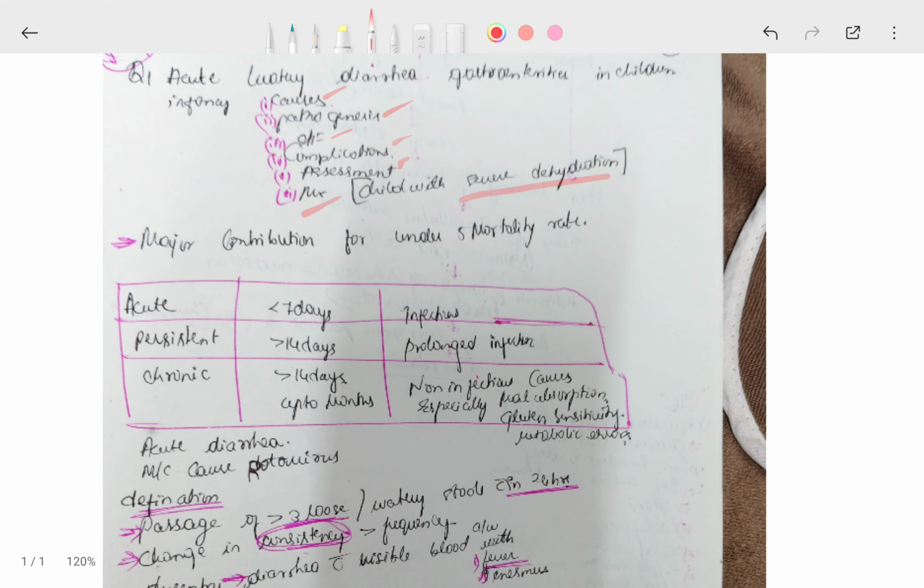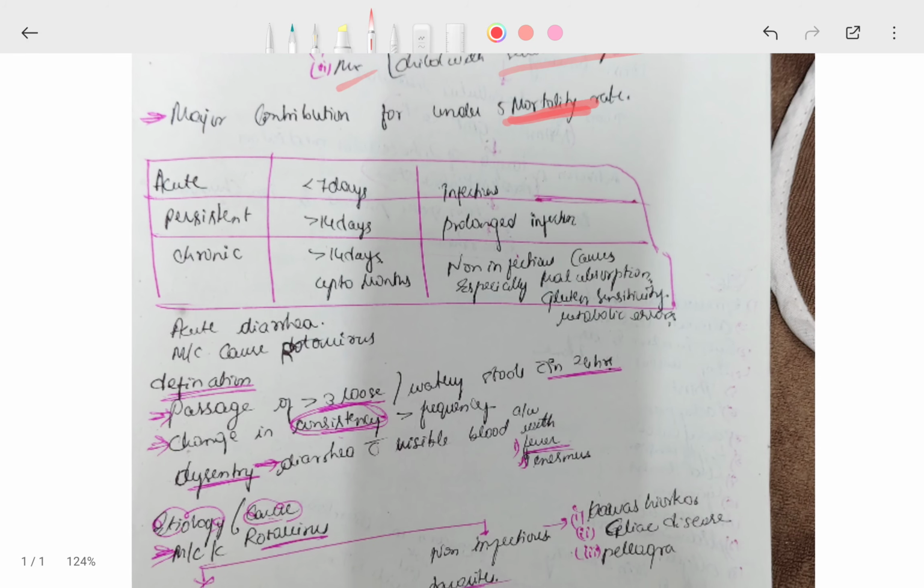First, a major contribution: diarrhea is a major contributor to the under-5 mortality rate. So this is important to discuss. First, diarrhea can be classified as acute diarrhea, persistent diarrhea, and chronic diarrhea. We call it acute diarrhea when it occurs for a duration of less than 7 days.